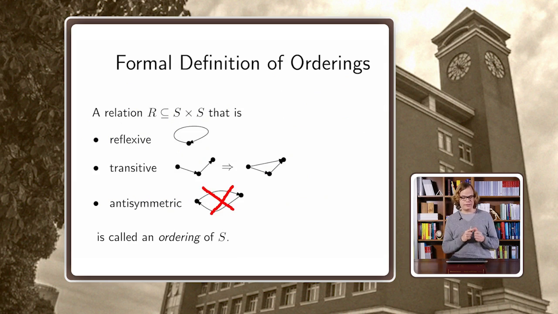A relation that is reflexive, transitive, and antisymmetric, that's called an ordering. So now you can go back and check that these three properties actually hold for the less or equal relation on natural numbers, for the divisibility ordering on integers, and for our vitamin C and iron ordering on fruits.